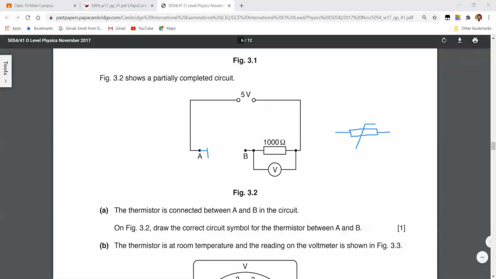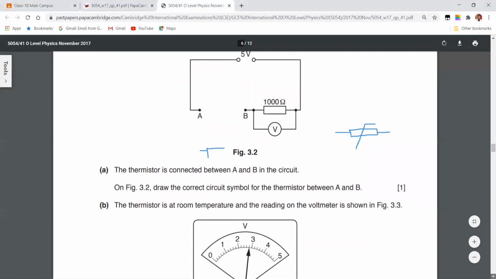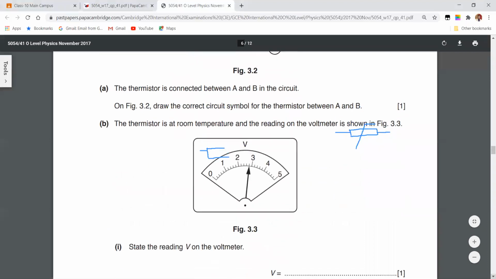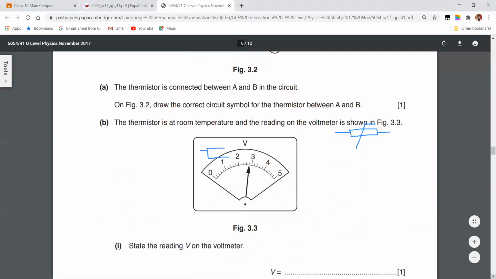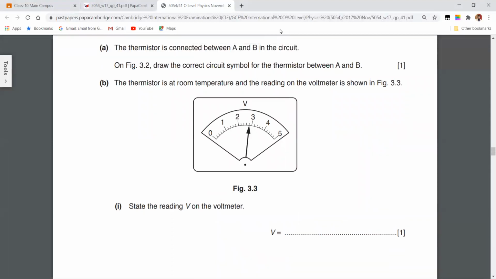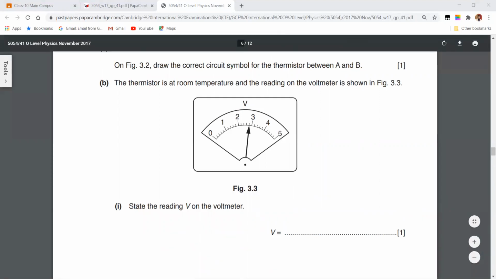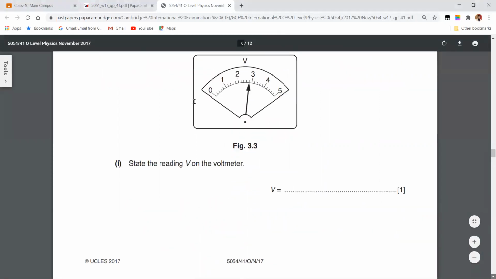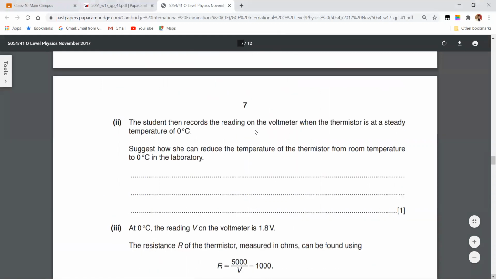The thermistor is at room temperature and the reading on the voltmeter is shown in figure 3.3. What is the reading on the voltmeter? 2.8 volts. Very good. Then go down. You keep the recording on your paper.